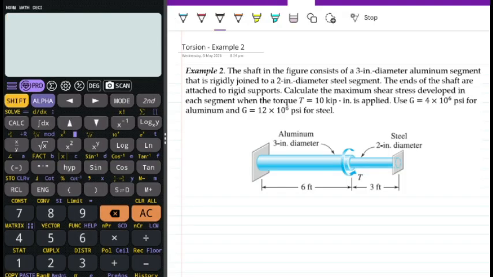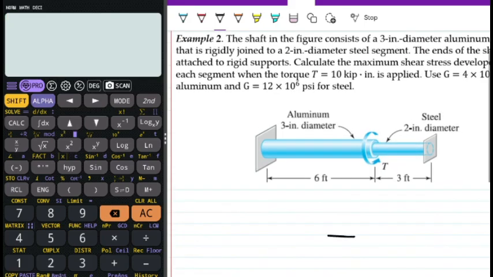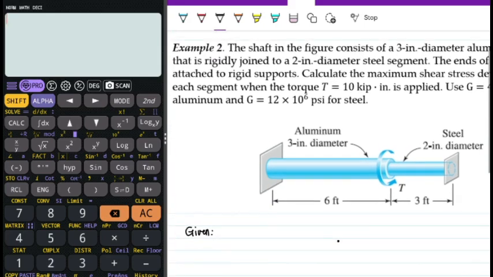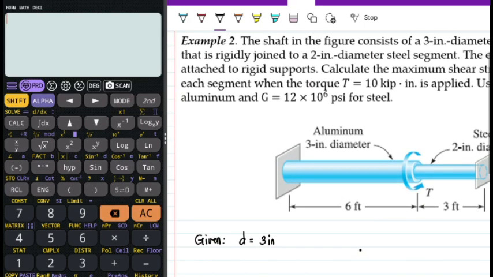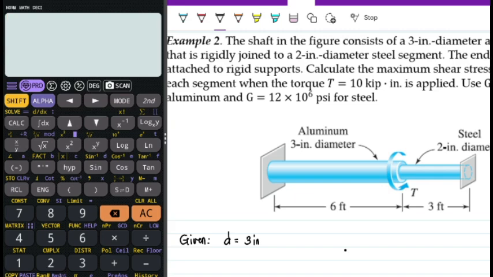The shaft in the figure consists of a 3-inch diameter aluminum segment that is rigidly joined to a 2-inch diameter steel segment, and the ends of the shaft are attached to rigid supports. Calculate the maximum shear stress developed in each segment when the torque T equal to 10 kip-inch is applied. Use G equal to 4 times 10 to the power of 6 psi for aluminum and G of 12 times 10 to the power of 6 psi for steel.